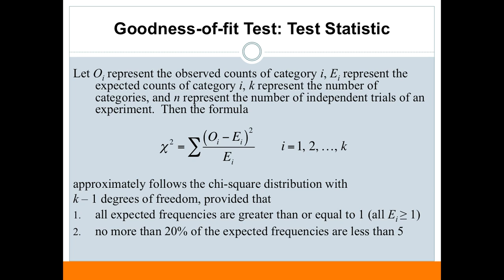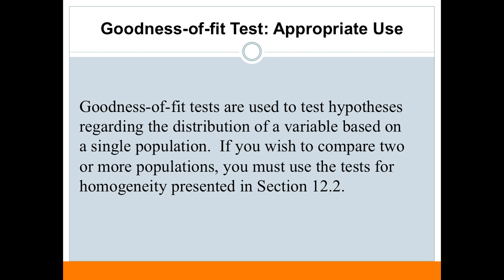Now, this is going to follow a chi-squared distribution with k minus 1 degrees of freedom, provided that a couple of things are true. All of the expected frequencies have to be greater than or equal to 1, so we can't have any expected frequencies that are less than 1. And no more than 20% of the expected frequencies can be less than 5, meaning you can't have a lot of categories that all have a very small expected frequency.